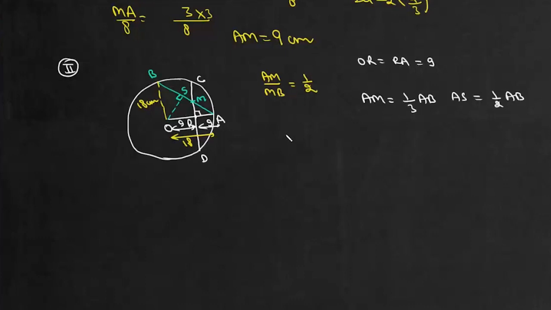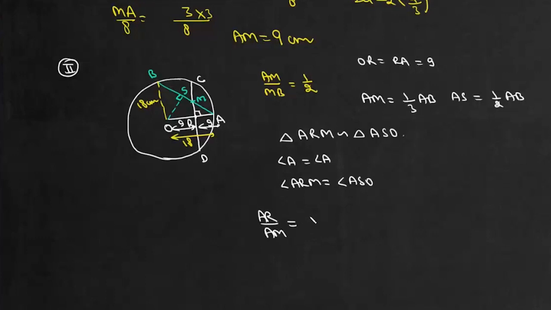Now we'll prove that these two triangles, triangle ARM, is similar to triangle ASO. So this angle A is common, angle ARM is equal to angle ASO. So from AA property, these two triangles are similar. And if they are similar, then AR upon AM will be equal to AS upon OA. Now AR is 9 and this is AM, this is AS and OA is 18.